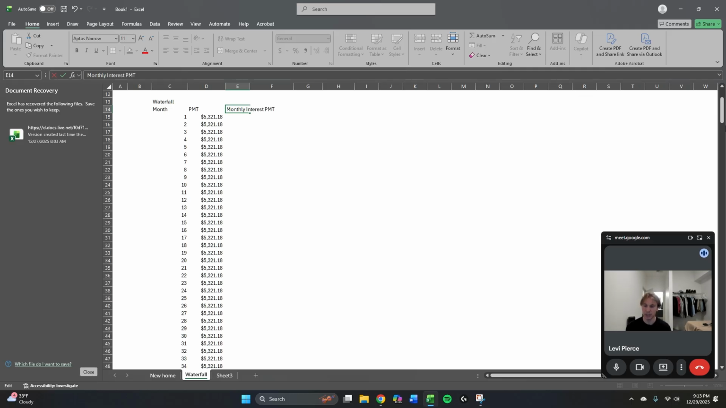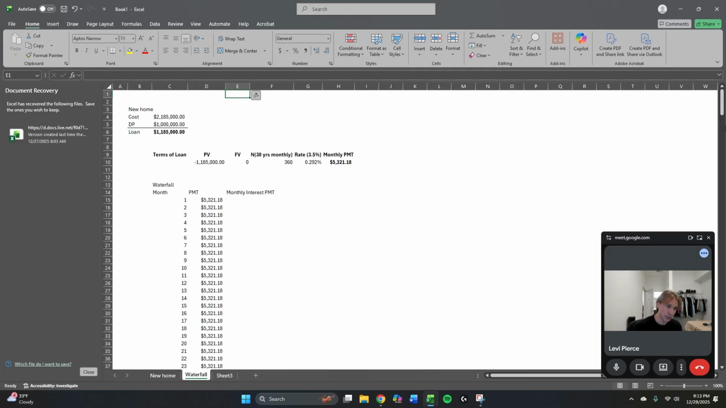Monthly interest payment. This is where we do a little bit of basic arithmetic. To compute our monthly interest payment, it's going to be equal to our principal. So what is our principal? Principal is right there, the amount of the loan, and we're going to multiply it by the interest rate. So we have our monthly interest payment. That is going strictly to interest.